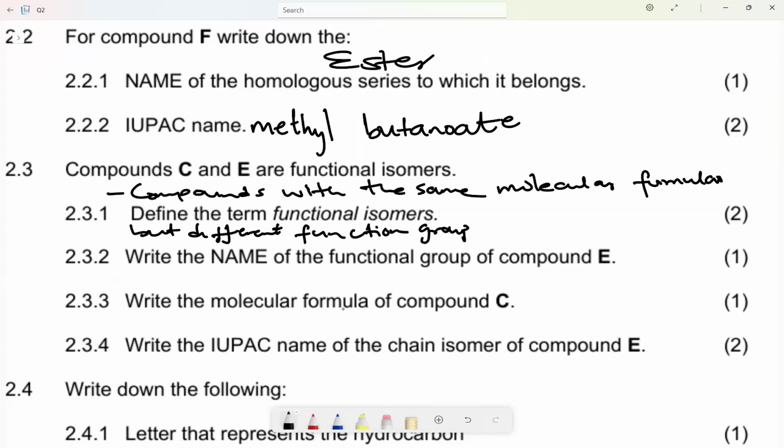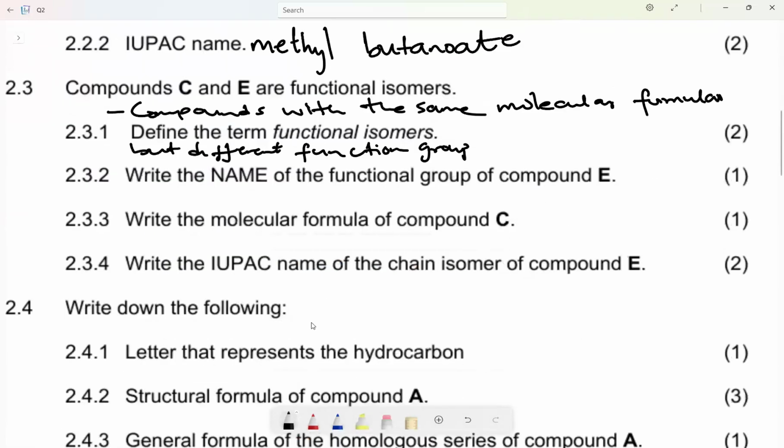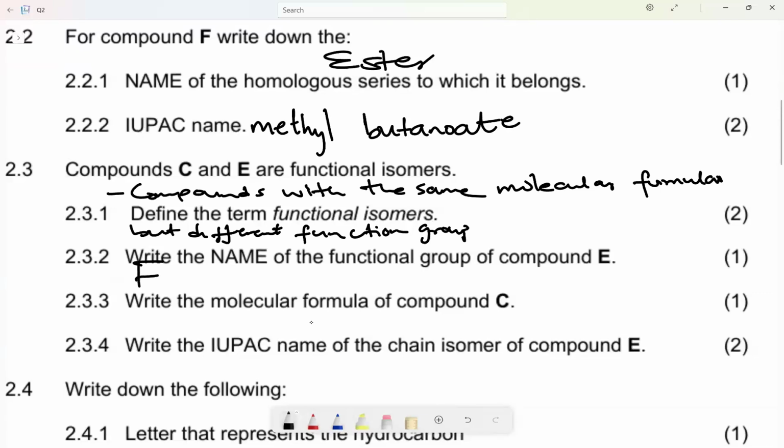2.3.2, write down the name of the functional group of compound E. Compound E is an aldehyde. The functional group of an aldehyde is formyl. You can just say formyl or formyl group.